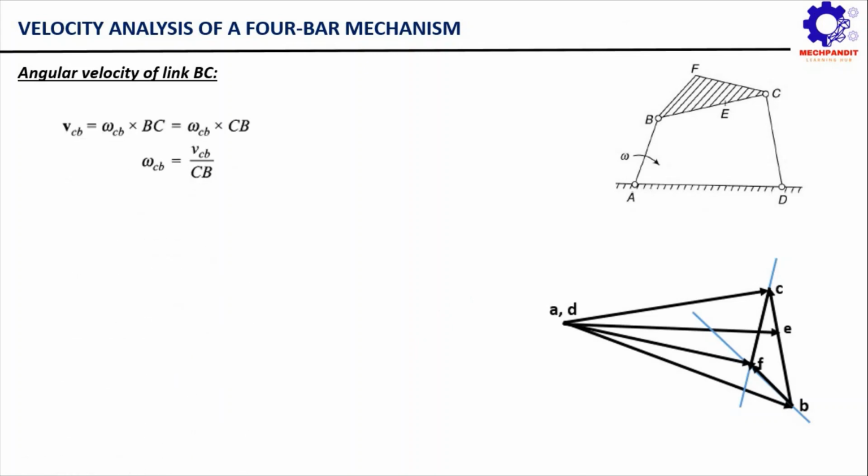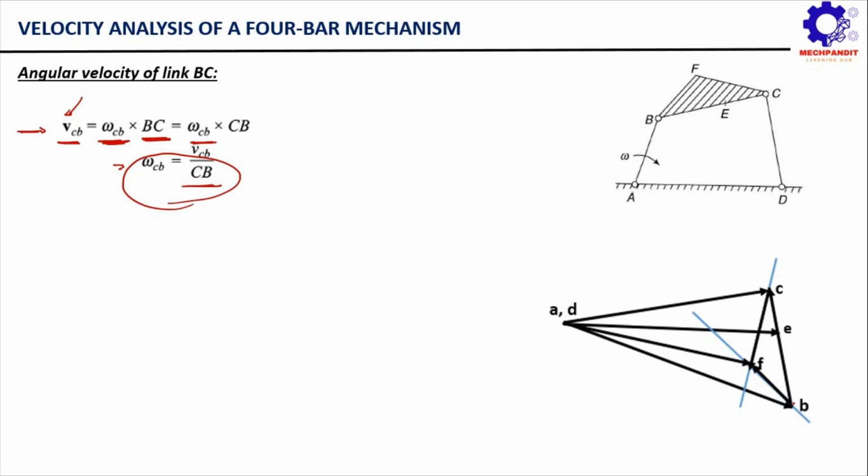The next part of this problem is to calculate the angular velocity of links BC and CD. So it's very obvious. We know that the relative velocity of C with respect to B, that is the VCB vector, is simply equal to omega CB multiplied by BC. From here we know that omega CB will be equal to the VCB vector divided by CB. Now this is the way to calculate the magnitude. Now how to figure out the direction?